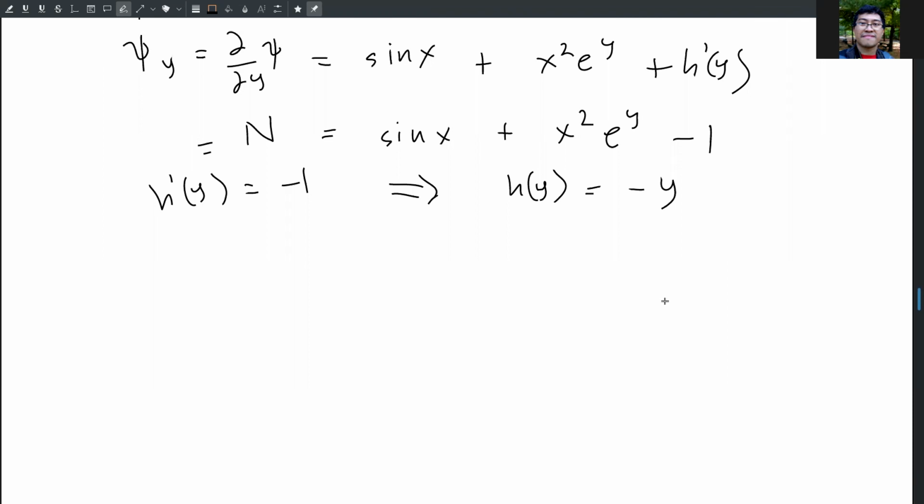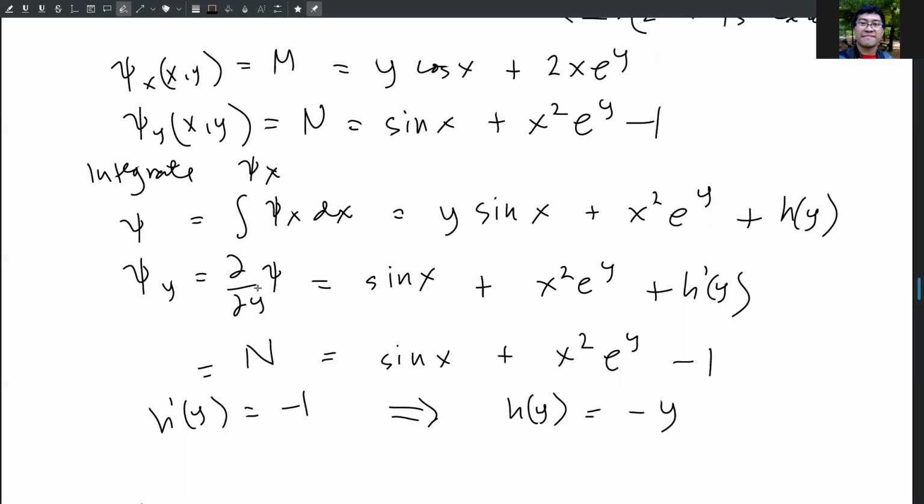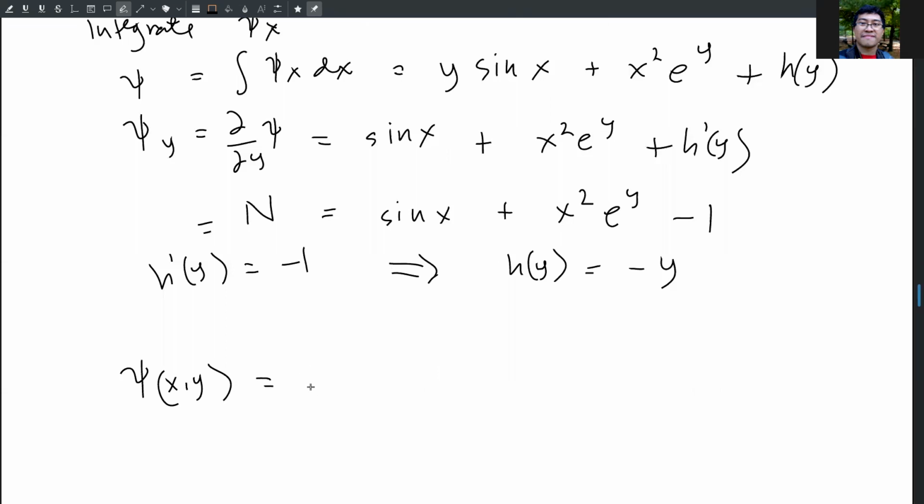So finally we can write psi as y sine x plus x squared e^y minus y.